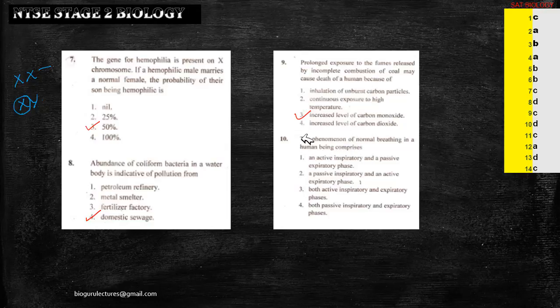Next, tenth one. The phenomenon of normal breathing in a human being comprises. So we have to go through each option here. An active inspiratory and passive expiratory phase, a passive inspiratory and active expiratory phase, both active inspiratory and expiratory phase, both passive inspiratory and expiratory phase. Hope you can understand. When you say normal breathing, you do not know how many inspirations, expirations, unless you count them. So option 4 is going to be correct here.